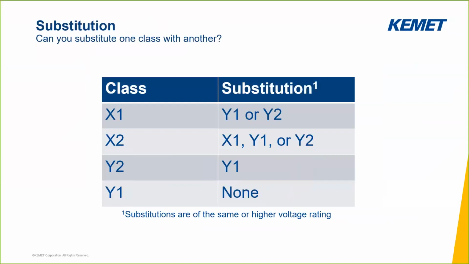Now, it's common for customers to substitute class and voltages for others, but there are substitution rules provided by the IEC standard. For example, if a Y2 capacitor is not available, you can actually use a Y1 capacitor in its place, but you can't do it the other way around. So you can just refer to the standard on those rules.